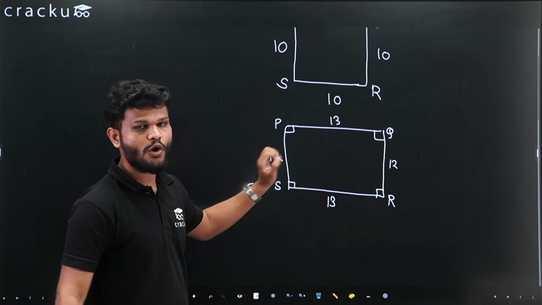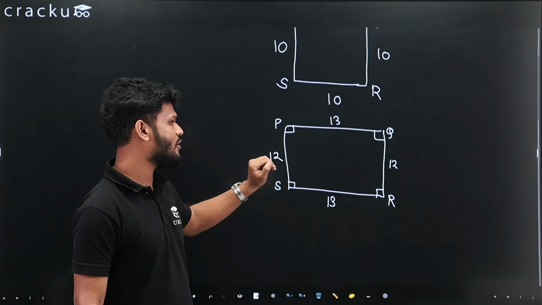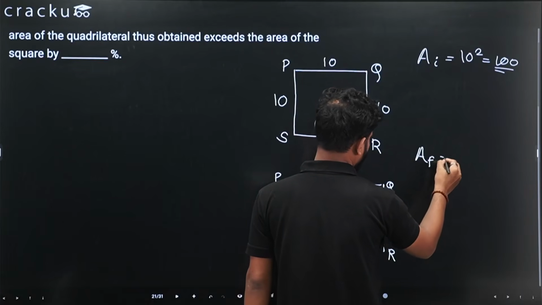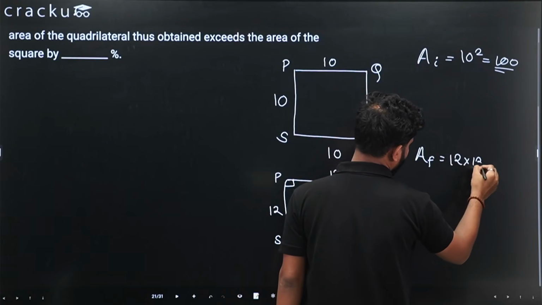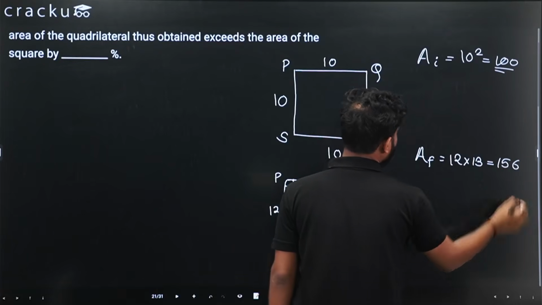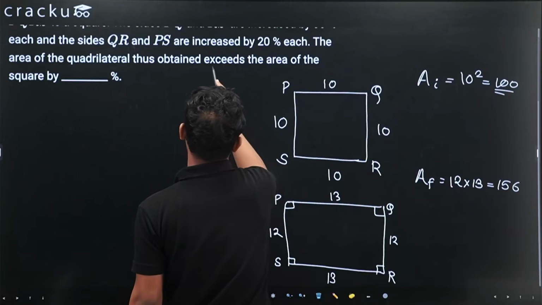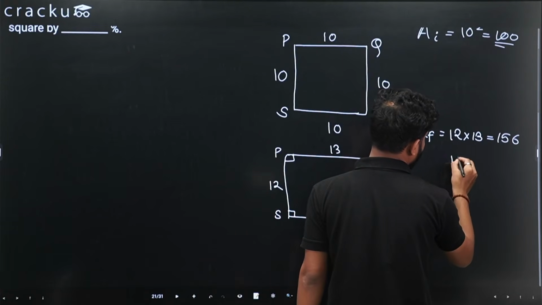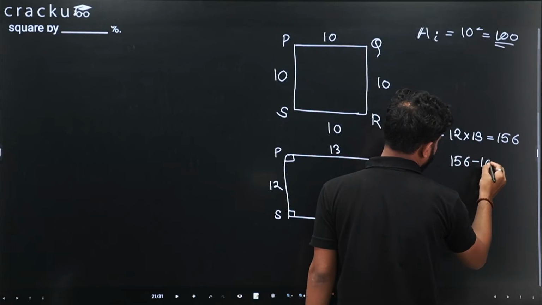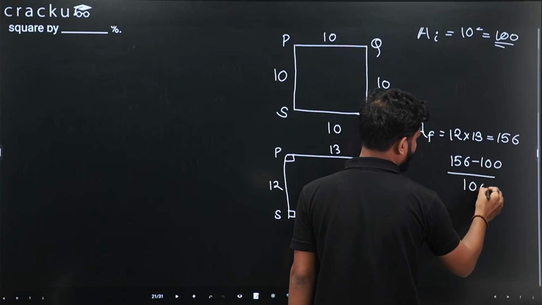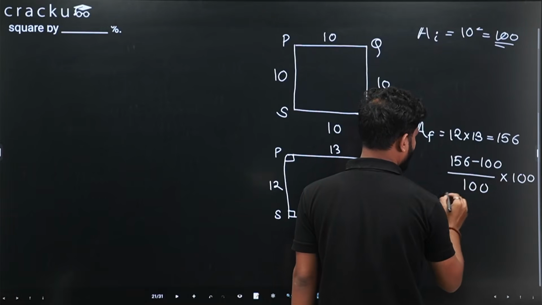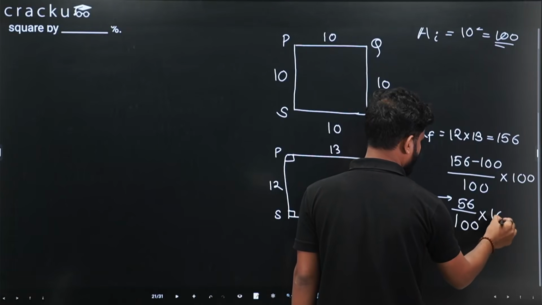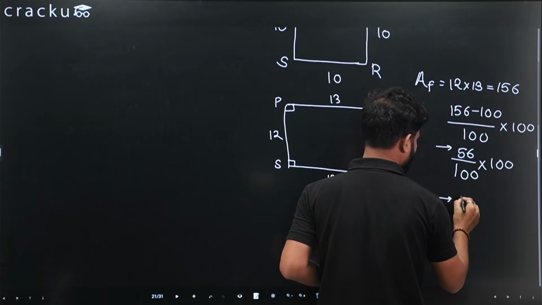Correct? So this is the new quadrilateral. So what is the area of the quadrilateral, or what is the area of the rectangle? Length into breadth. So the final area will be 12 into 13, which is 156. What we need to find is the percentage increase in the area. So initial area is 100, final area is 156. The percentage increase will be final value minus initial value divided by initial value multiplied by 100. From here you get 56 divided by 100 into 100. So this will be nothing but 56%.